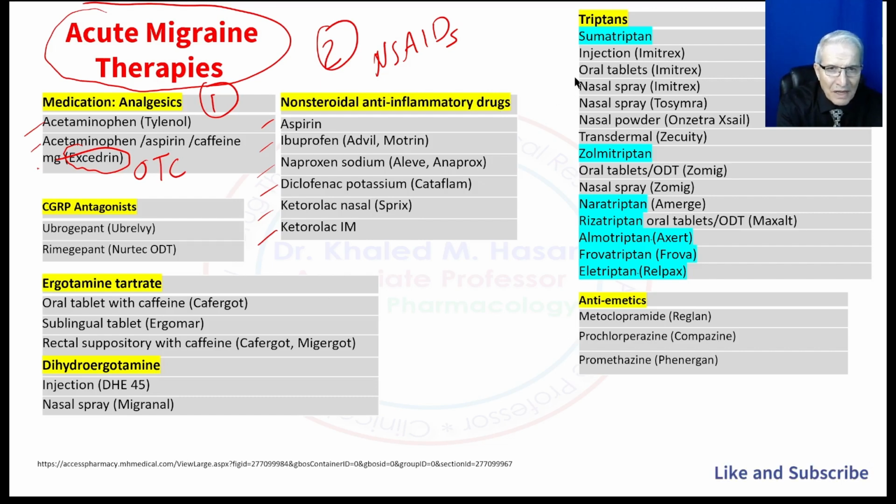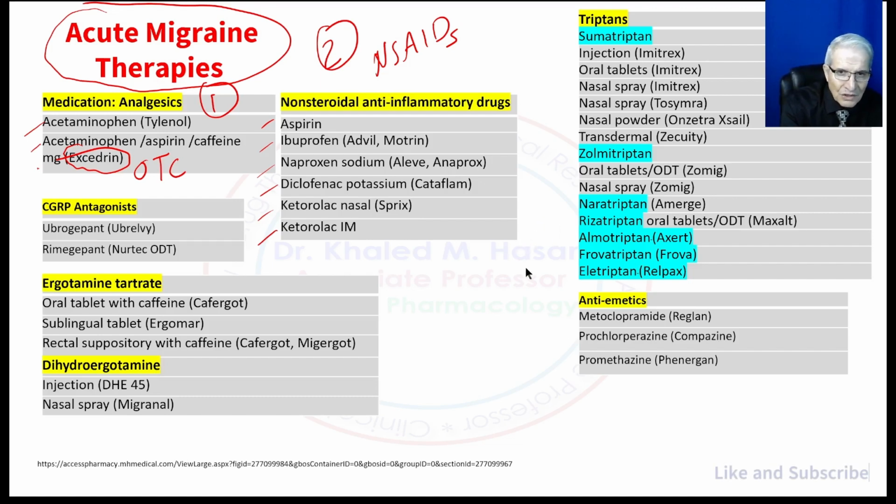forms. You can see we have it as an injection, an oral tablet, a nasal spray, a nasal powder, and a transdermal patch. Zolmitriptan comes as a nasal spray and oral tablet, and naratriptan is all oral tablet. So sumatriptan is available in so many forms. The others are restricted to the oral form.